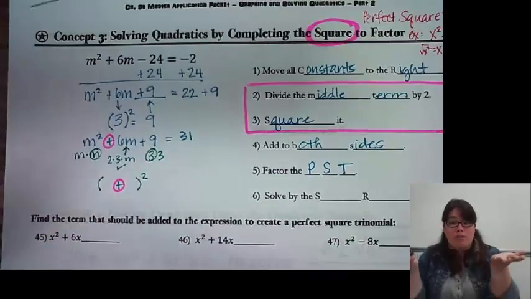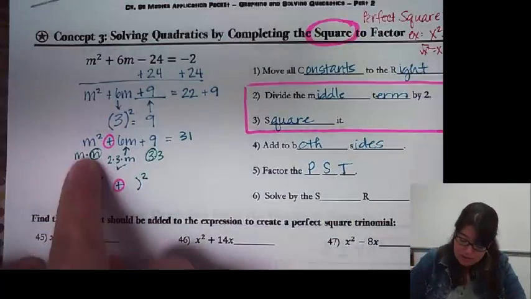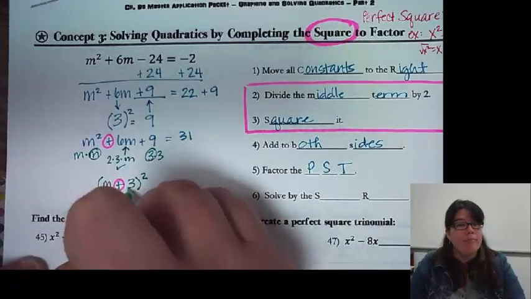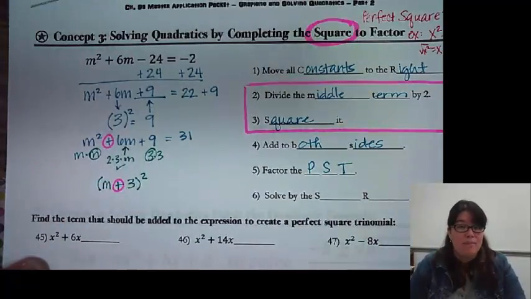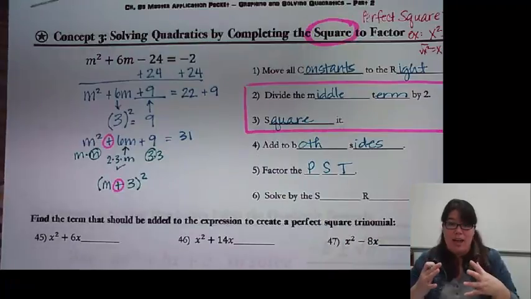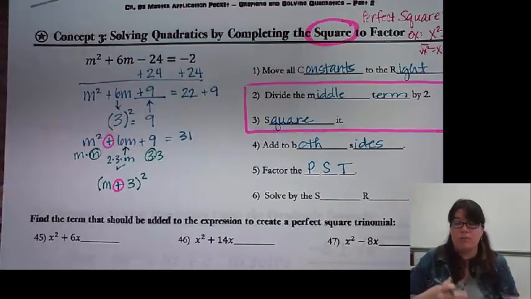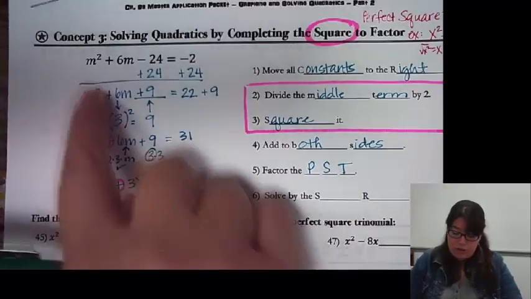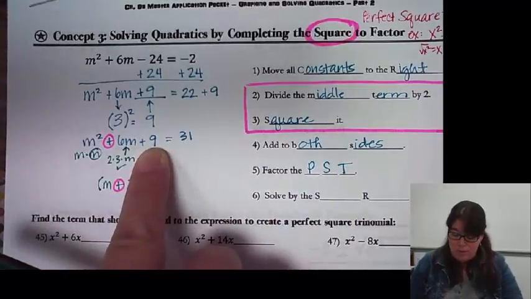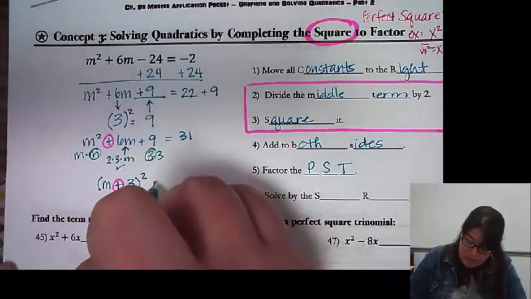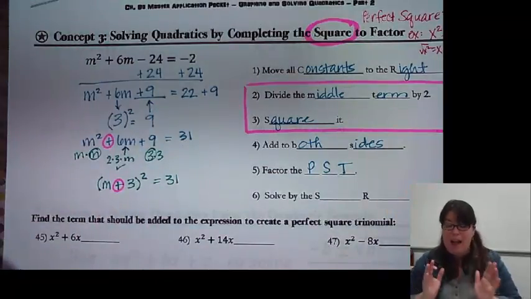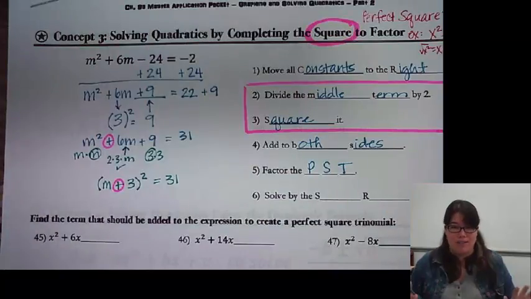But then what are the two values that go inside? Well, I'm going to take one of these roots, m, and one of these roots, 3. Ta-da! m plus 3. That's my factor, okay? And it's squared. So if I do m plus 3 times m plus 3, I would get my original trinomial here, okay? And that's what I wanted. Now, it's equal to 31 still, okay? So now we have factored our perfect square trinomial, but we haven't done anything else.